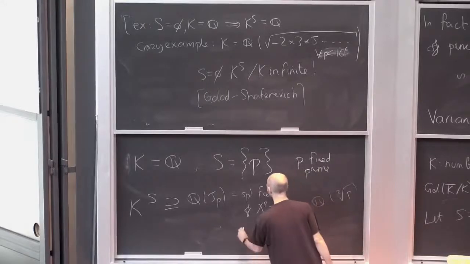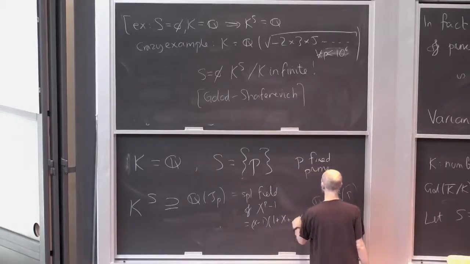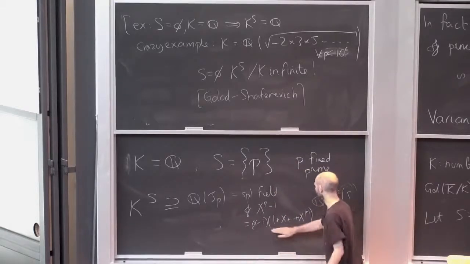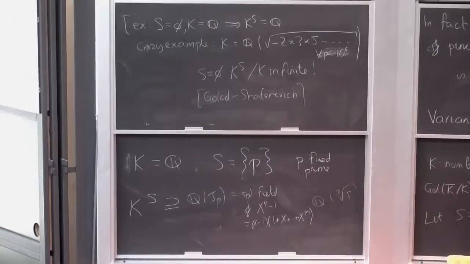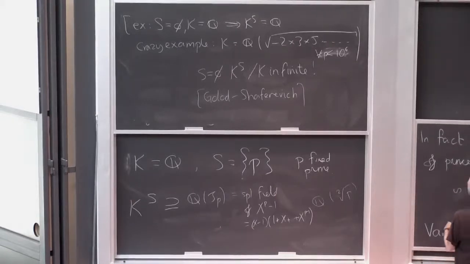I know what I'm remembering. The discriminant of this, this is x minus 1 times 1 plus x plus dot dot dot, plus x to the P minus 1. The discriminant of that is P to the P minus 2. So anyway, that number field, if you know something about discriminants, you'll be able to convince yourself that that number field's unramified outside P. And in fact, I can do even better. Instead of just using zeta_P, I could just use powers of P.